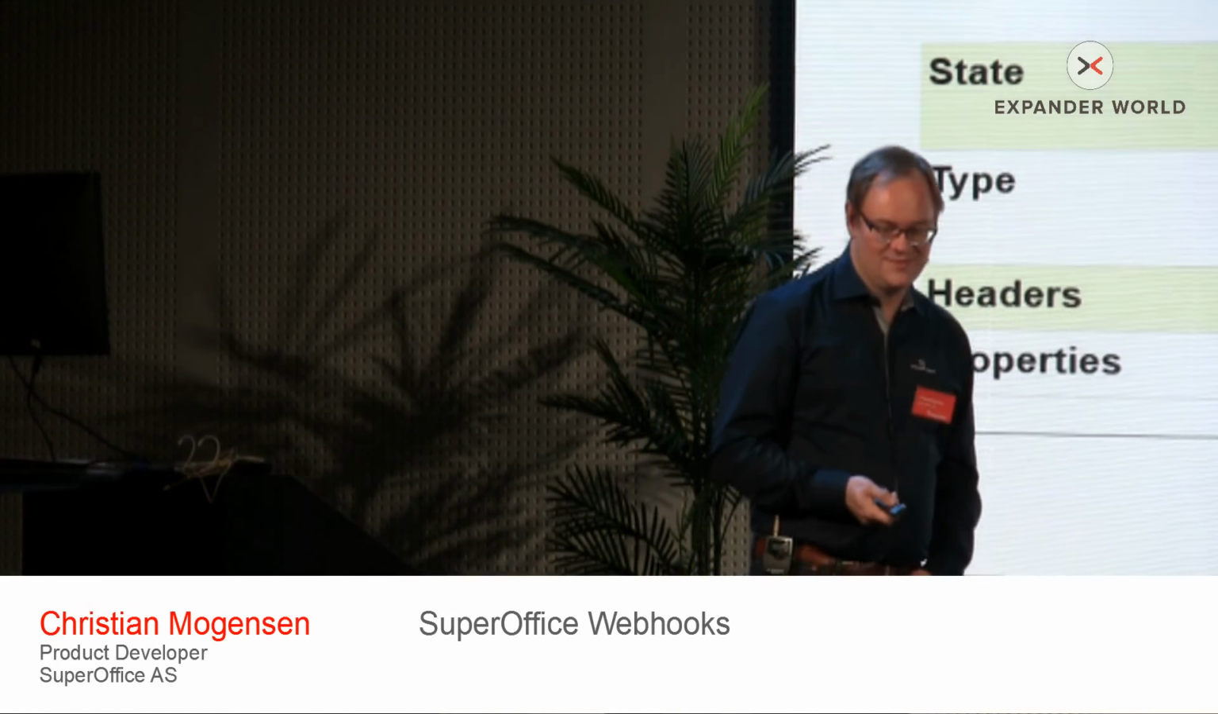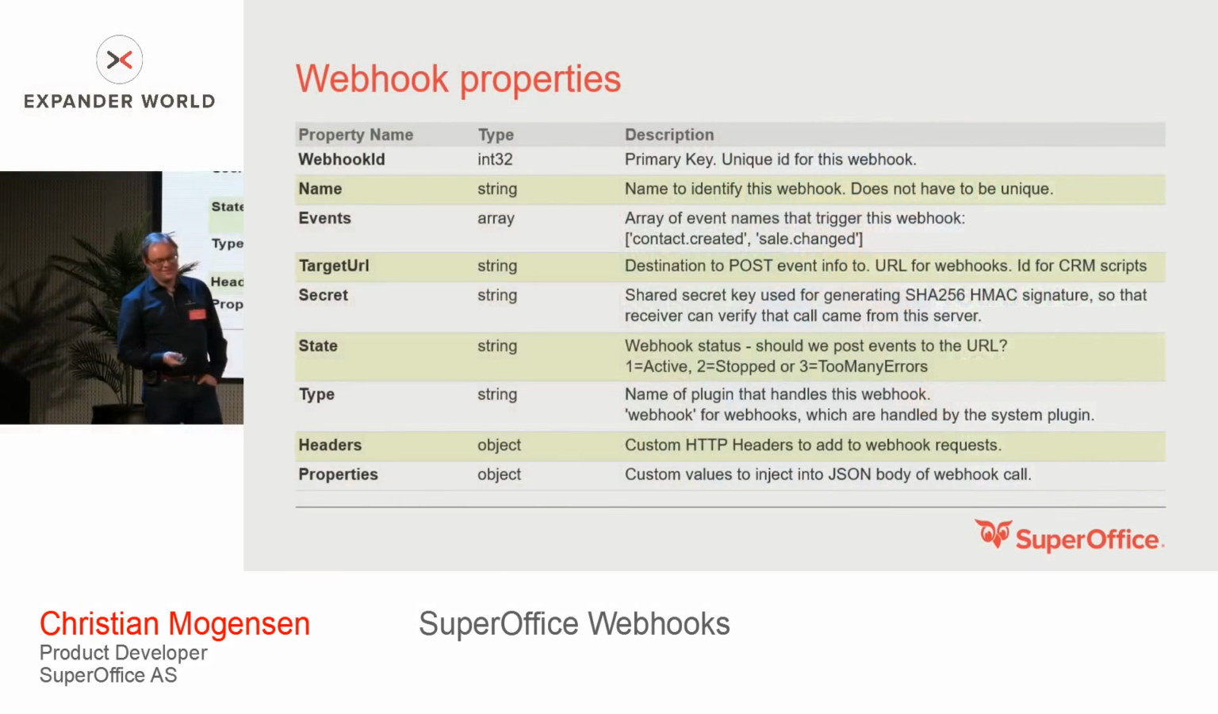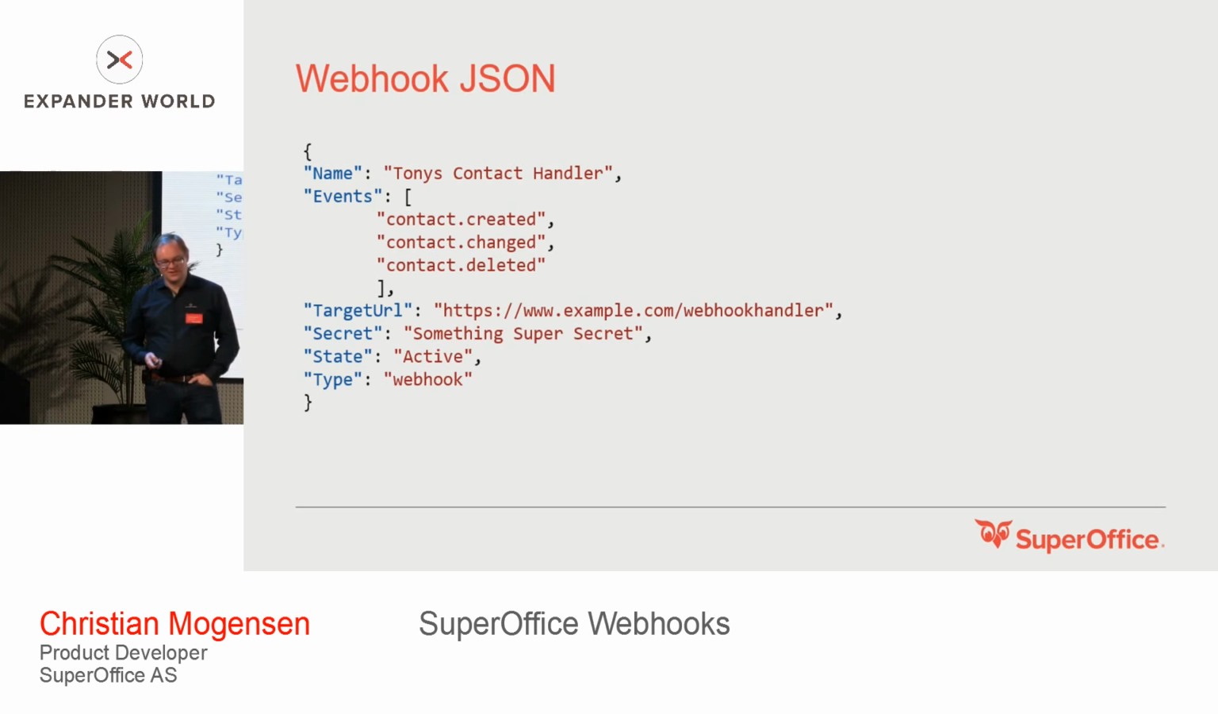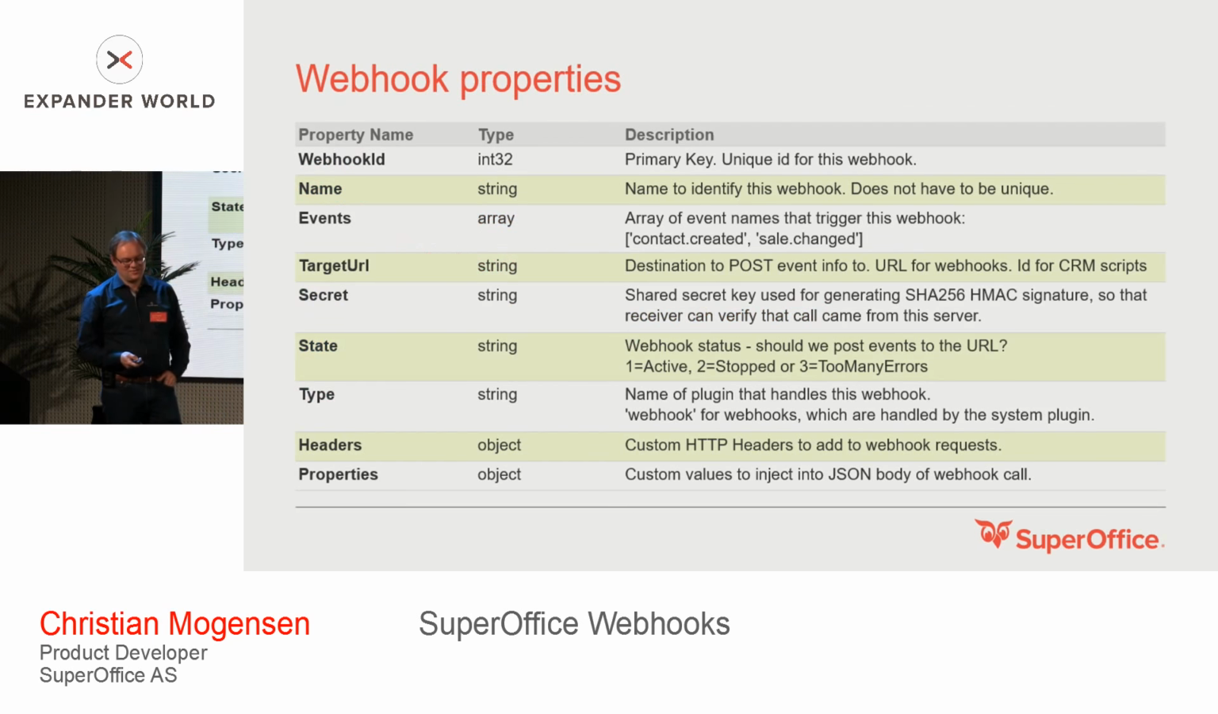There's a type field. At the moment, we just have webhooks. The idea is if we come up with other ways of using this stuff, for example, triggering CRM scripts, that would be something we'd put in there. So you'd trigger a CRM script. And then the last two, headers and properties, are used for customizing the headers and bodies of the webhook payloads that get sent out. I'll show you some examples of that.